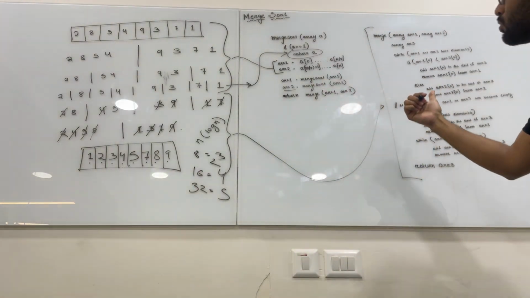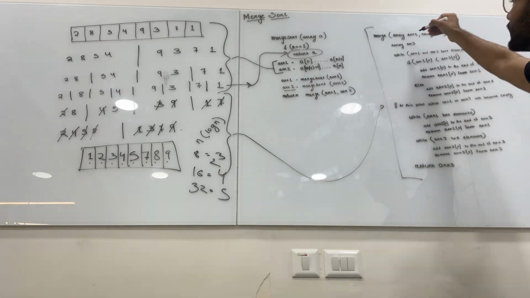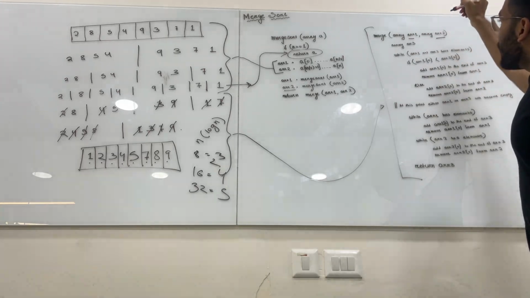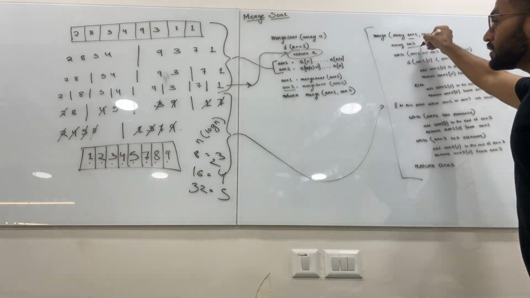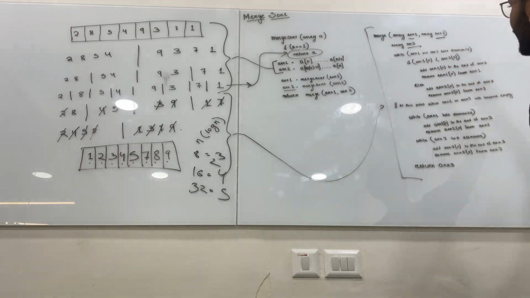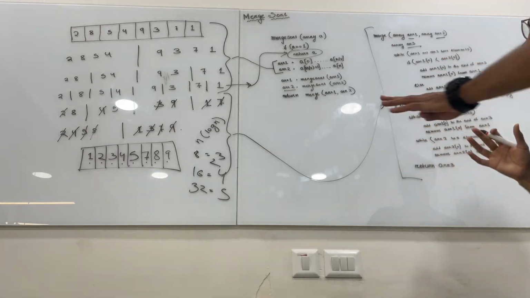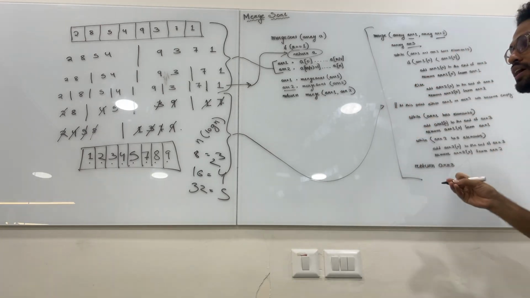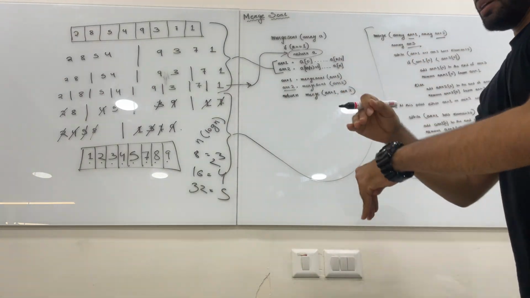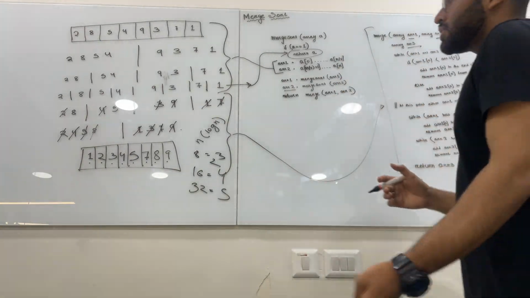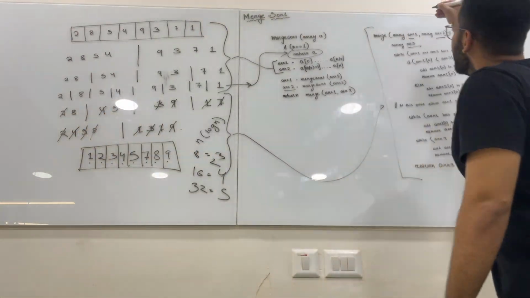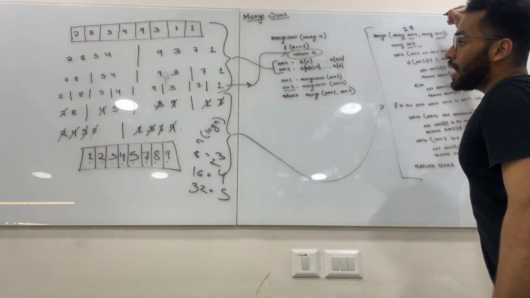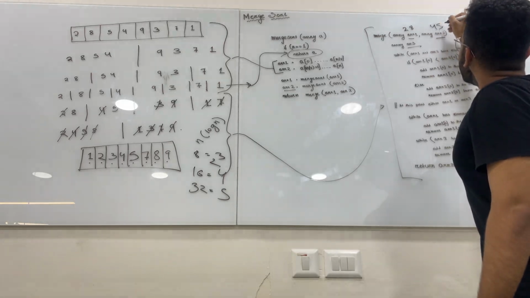So coming to the merge, we are taking 2 arrays over here, array 1 and array 2. Then there is another array that we are defining, that is array 3. While we have elements in array 1 and array 2, we are putting elements into array 3, basically merging them. So for example, say array 1 is 2, 8, and array 2 is 4 and 5.